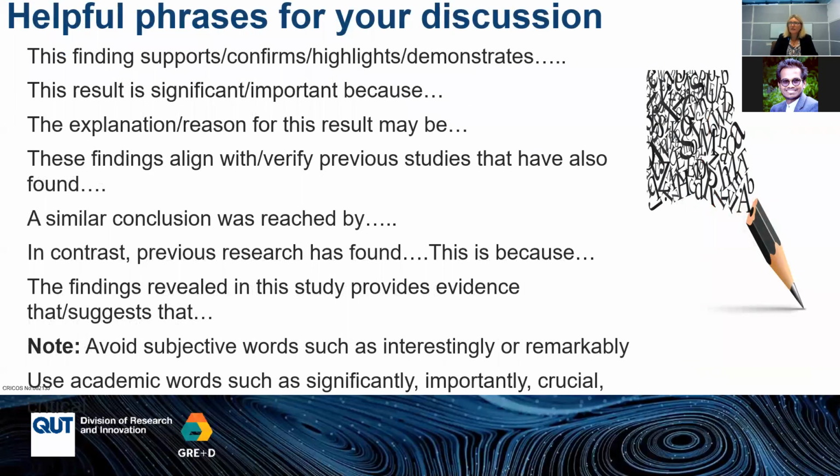Some phrases here: this finding supports, confirms; this result is significant; it's important because of this; the explanation may be; these findings align with; a similar conclusion was reached by someone else. It's okay if you have similar conclusions to the other people in the literature, but they won't all be similar. You will have contrasting ones as well.